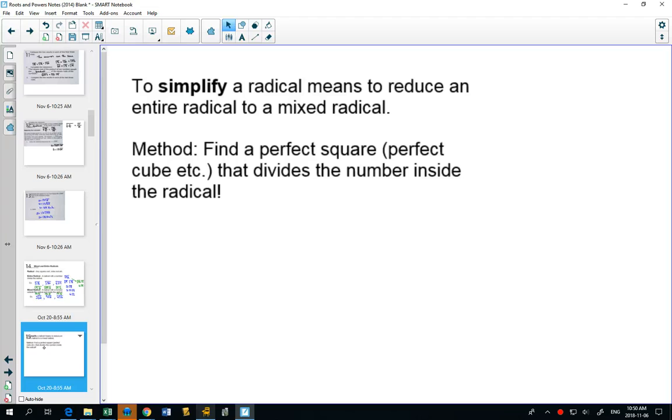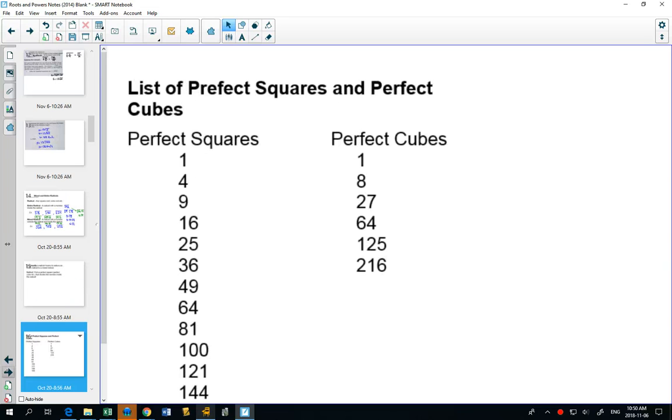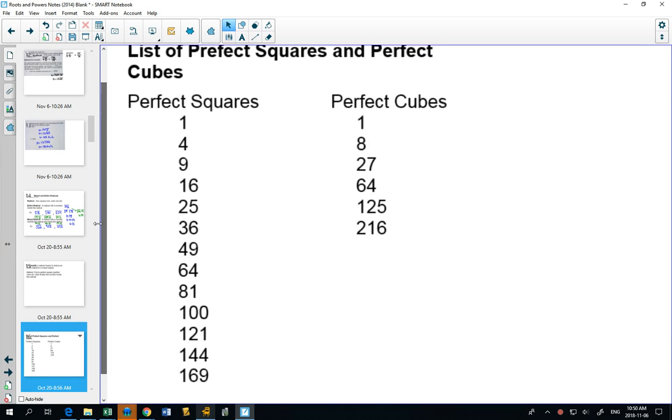And so when we want to simplify, our method is we want to find that perfect square or perfect cube that divides the number inside the radical. Here's a starting list of perfect squares and perfect cubes. This is 1 squared, 2 squared, 3 squared, and so on. It goes up to 13 squared. You have to know your perfect squares, mental math-wise, higher than you have to know your perfect cubes, just because the math is harder once you get to perfect cubes.